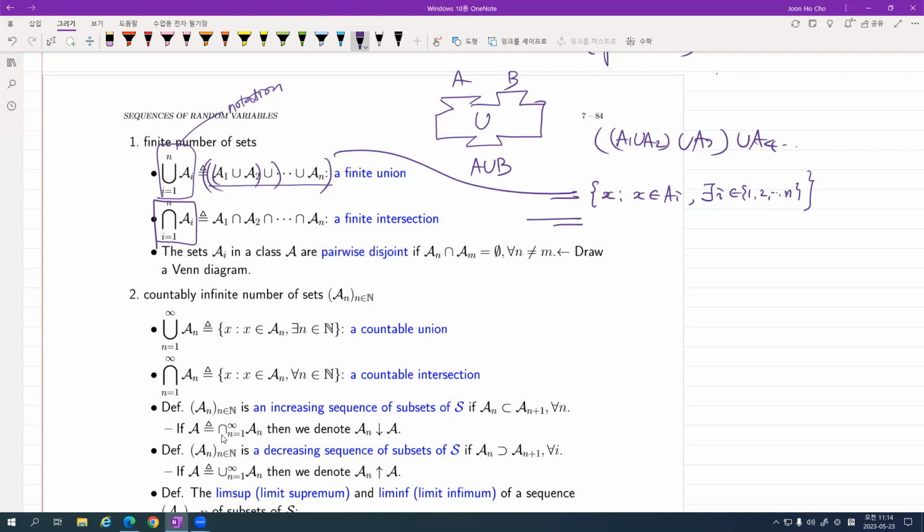And this one can be similarly rewritten as the set of x such that x is in A_i for all i. So if x is a member of this finite intersection of subsets, then an element of this set must be a member of every subset, right? So this part is very interesting. Right? This is exactly the notation you've seen in mathematical analysis. There exists, for all, something like that.